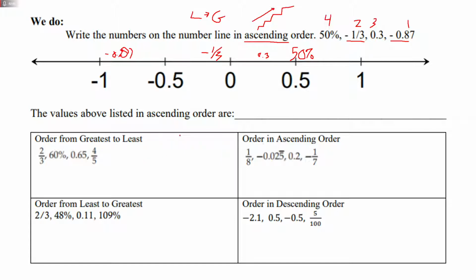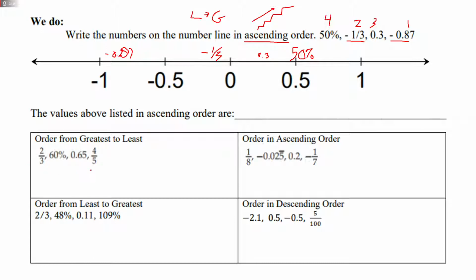We're going to do a couple more like this. So order from greatest to least this time. So now I'm starting with the biggest number and I'm going down. So when I look at these numbers, I see a couple fractions. I'm seeing some percents, I'm seeing some decimals. The cool thing about ordering these using the number line or kind of using some other kind of reasoning is that we don't have to convert all of these to match.